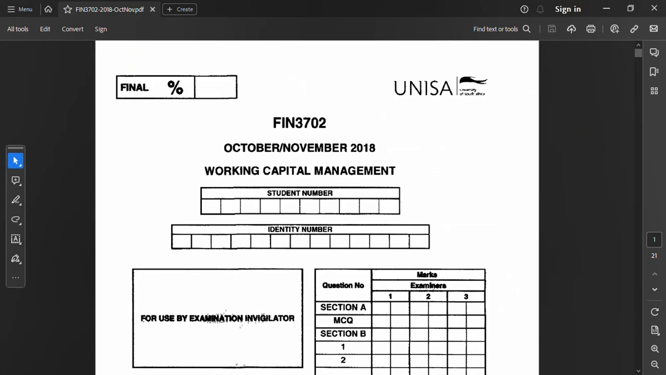Was there anything else on this paper? Okay, October, November 2018. It looks like we've covered all of section B, question 1. All right. What else?